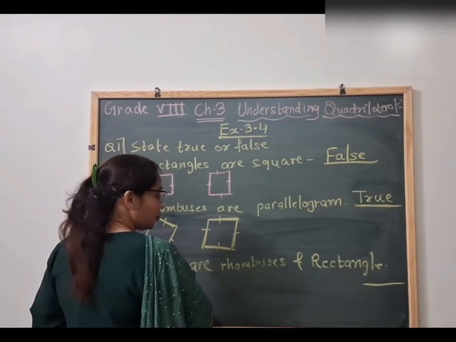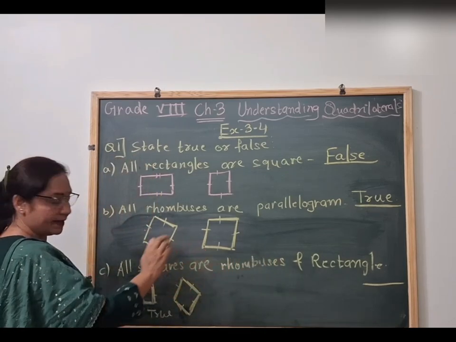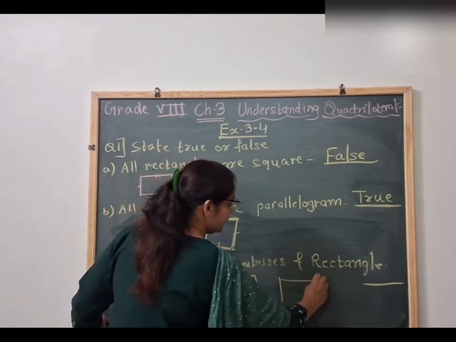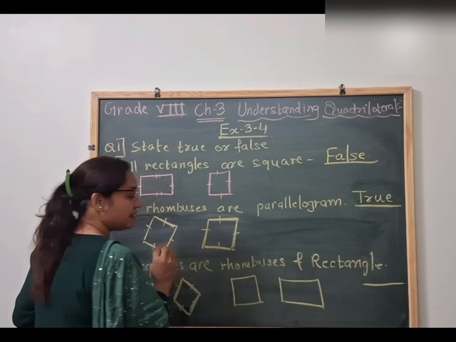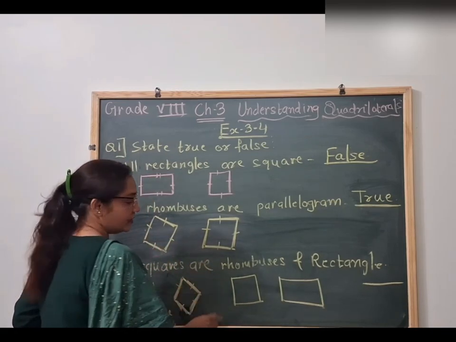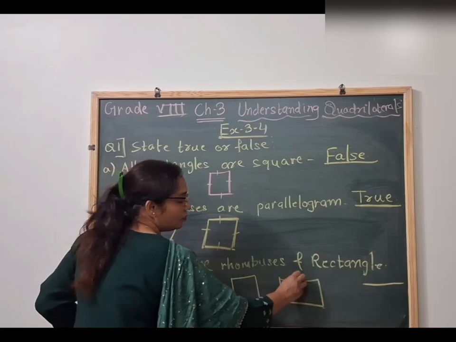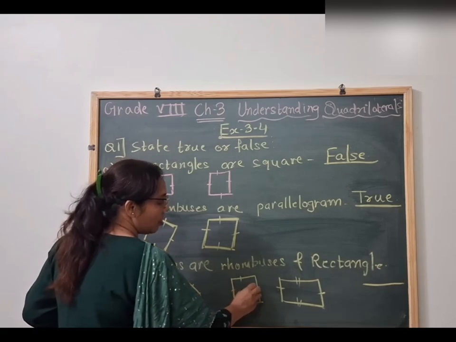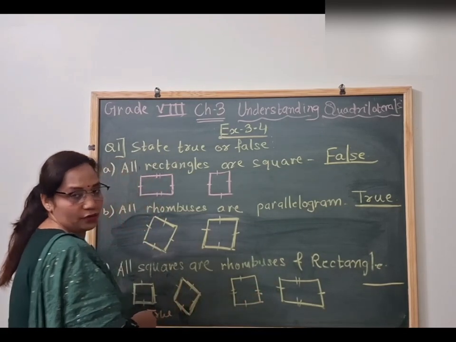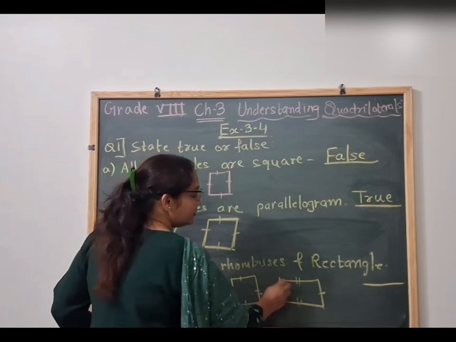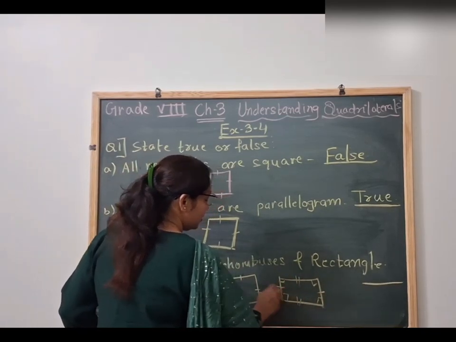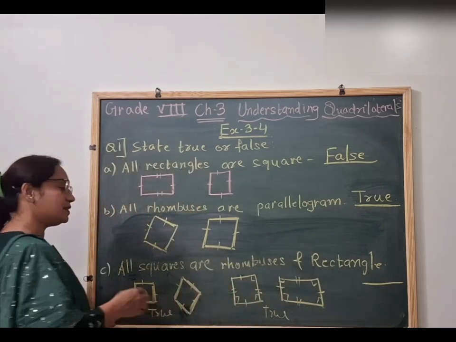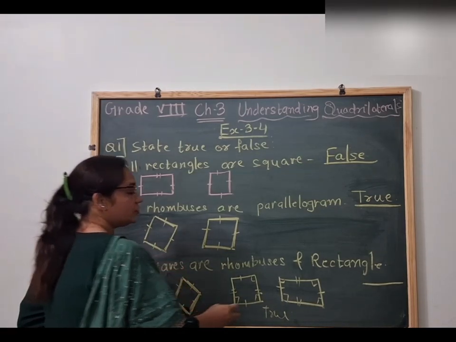But we also have to compare squares with rectangles. So a square and a rectangle. The first thing we can see here is that in a rectangle opposite sides are equal. In squares also we can see opposite sides are equal. Next, all the angles are 90 degrees. Here also all the angles are 90 degrees. So this is also true. All squares are rectangles. So this statement is true.